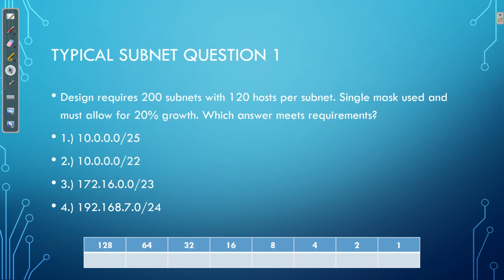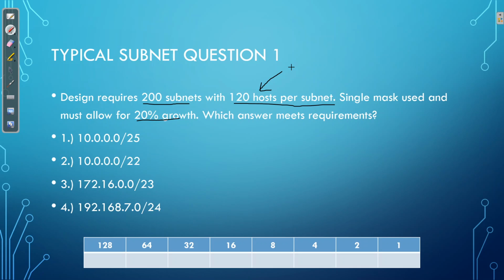So, reading through this question, I know that in order to answer this question, I need to work out the actual requirements for this. So, 200 subnets, 120 hosts per subnet, okay, 20% growth. So these are three important facts that I've highlighted in this question. So this question is kind of a trick question because here it is listing 120 hosts per subnet. However, in reality, we need to support more hosts per subnet because we have to allow for 20% growth.